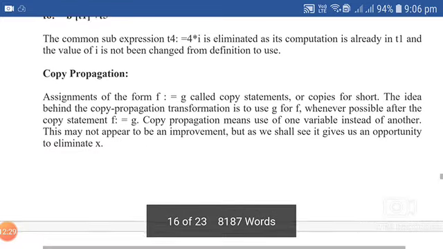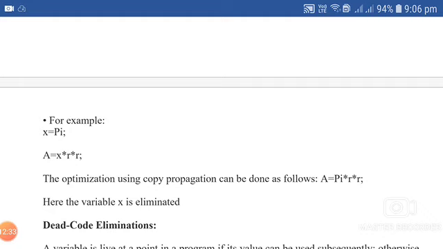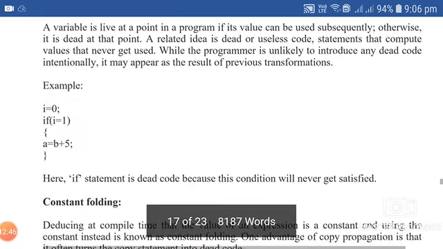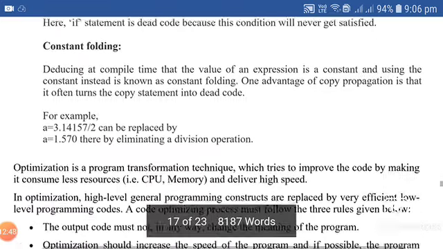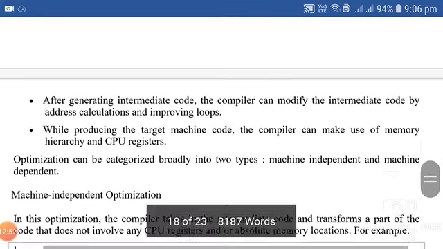So, copy propagation. For example, X equal to Pi, A equal to X star of R star of R. The optimization using copy propagation can be done as follows: A equal to P of I star of R star R. Here the variable X is eliminated. The next one is dead code elimination, and constant folding is given here in the diagram below.